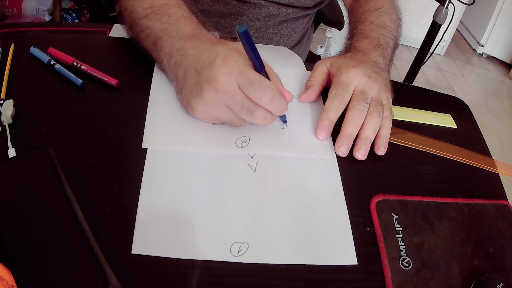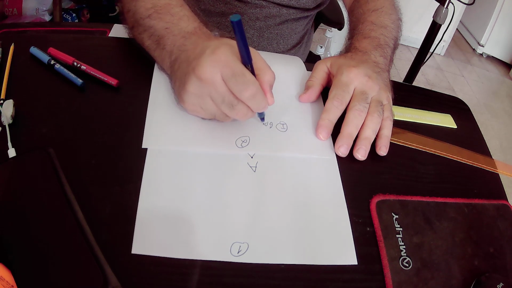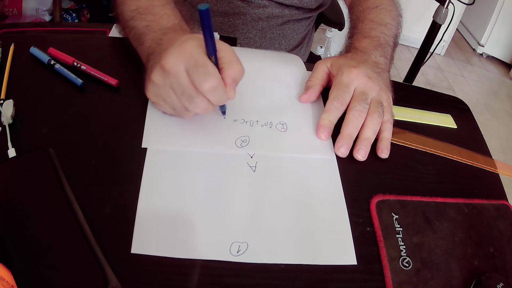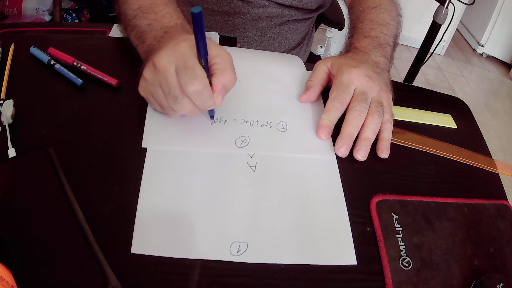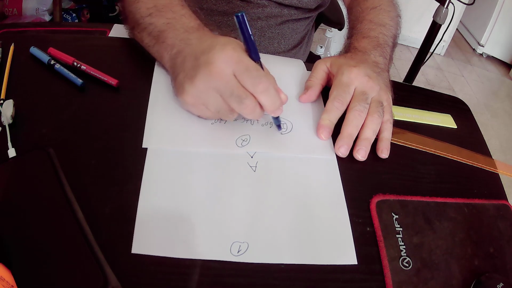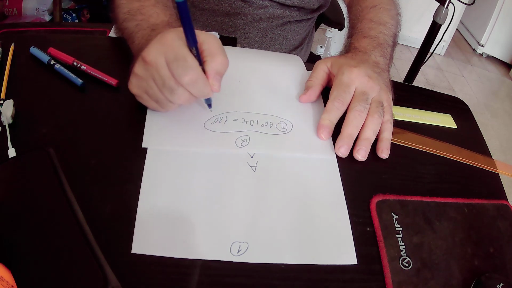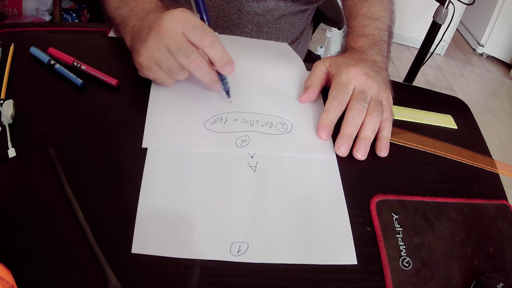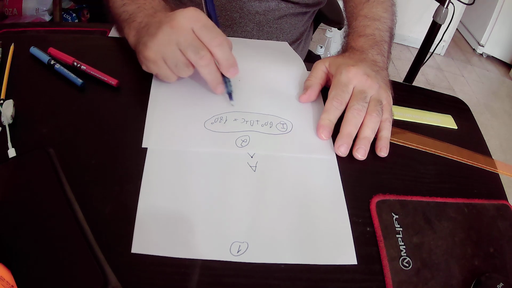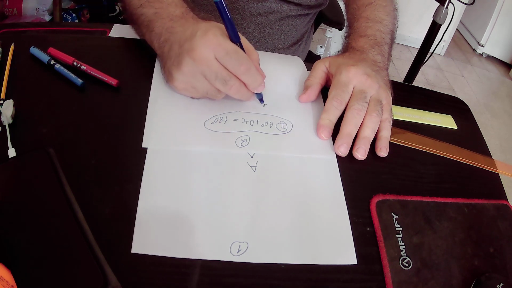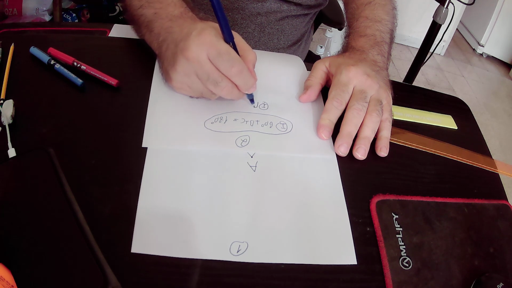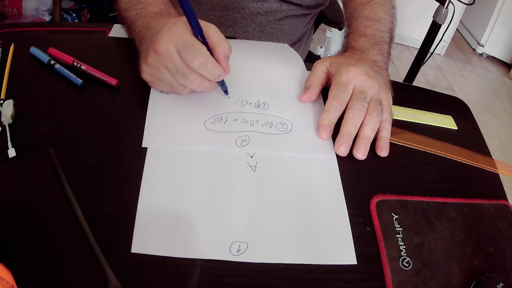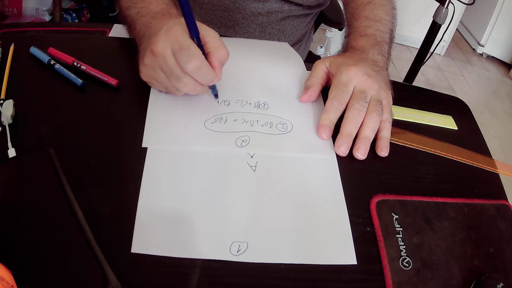So 60 degrees plus angle B plus angle C must be equal to 180 degrees, according to the rule that I mentioned, that the sum of the angles in any triangle is equal to 180 degrees. Here we will subtract 60 degrees from this equality, and we will get that B plus C equals 120 degrees.